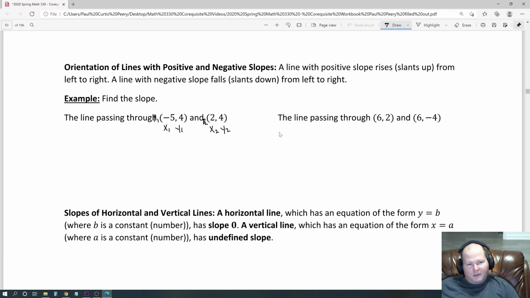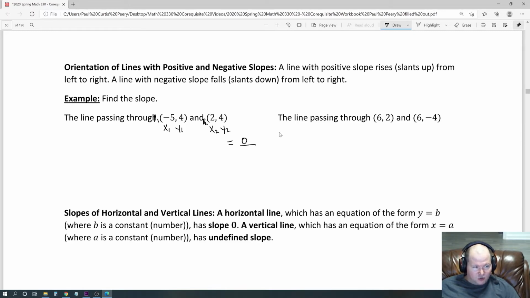Now, you might be worried about which one you label as point 1 or point 2, but the algebra will work itself out and it doesn't matter. So you could just as easily label the first one as point 2 and the second one as point 1 if you prefer. Okay, so if we just look at this 4 to 4, well, the rise was 0, right?